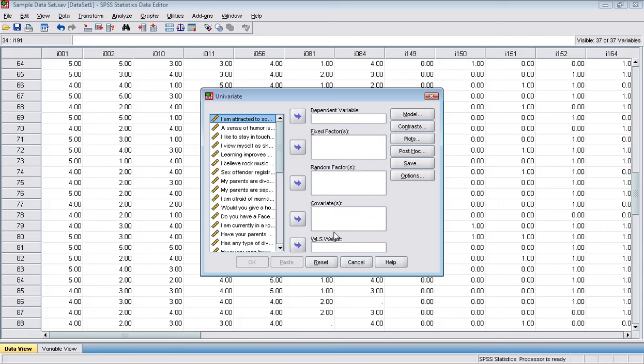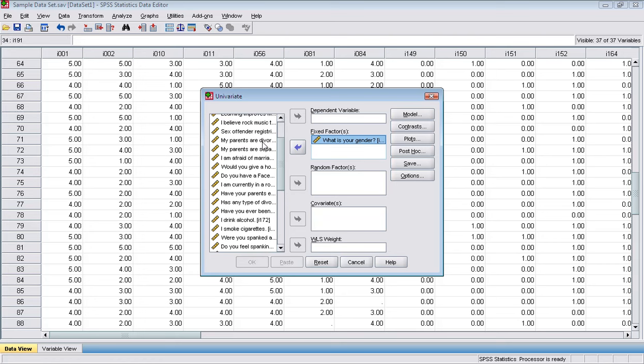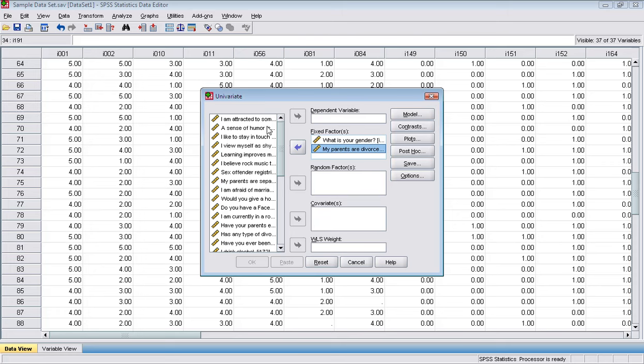I'm actually going to add two independent variables, and I'm going to use these as fixed factors. My independent variables are going to be gender, and I have to find these in my list. And then I also have a question here, are your parents divorced? That was answered on a yes-no scale. I think it's that item right there. My parents are divorced, yes or no. And then my dependent variable is going to be a survey question, which was answered on an agreement scale. I'm attracted to someone with a sense of humor.